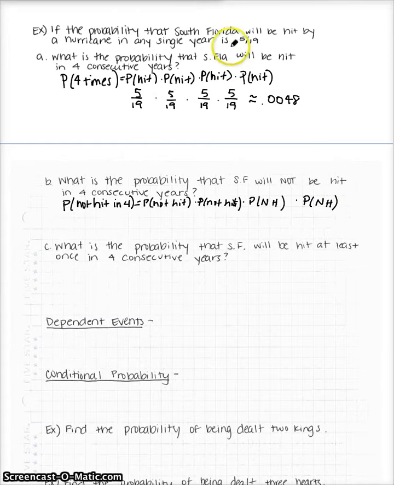Now, if the probability that South Florida is hit is this 5/19, then that means that the probability that they're not hit is 14/19. Because those are complements of one another, if the probability that South Florida is hit is 5/19, to find the probability that it's not hit, subtract from 1. When you multiply this, you get 0.2948.